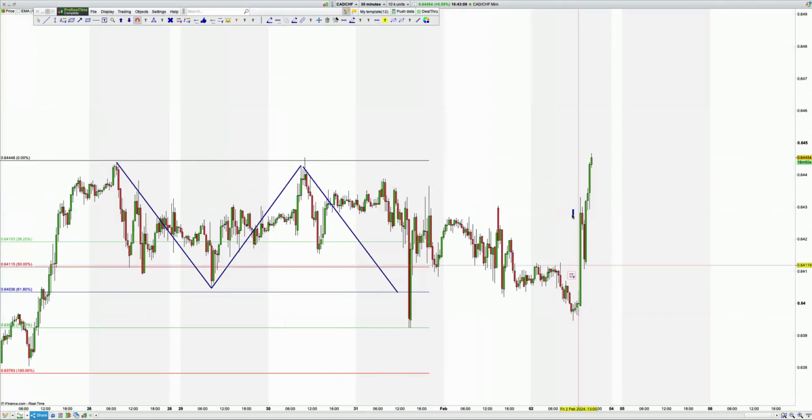What I really like is we're counting the 1, 2. This becomes 2 at the minute. And we're expecting higher prices.